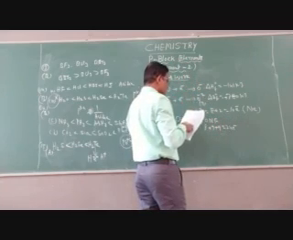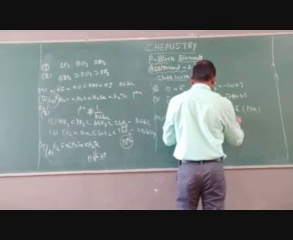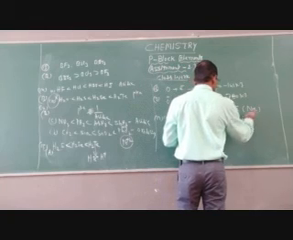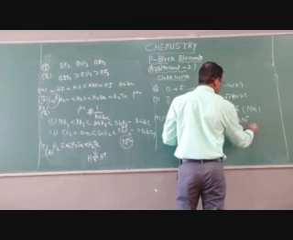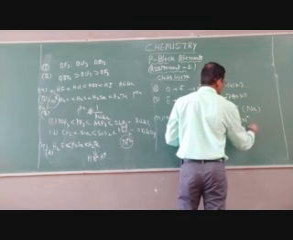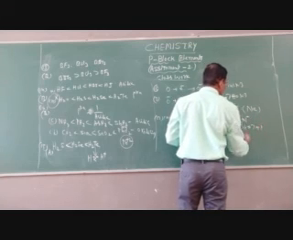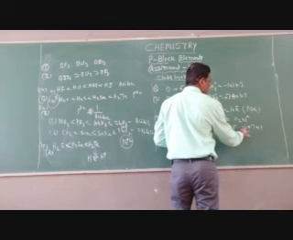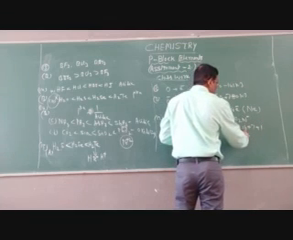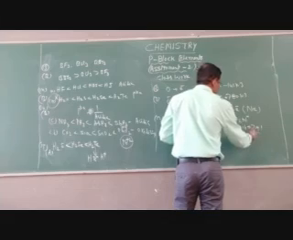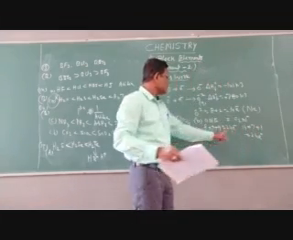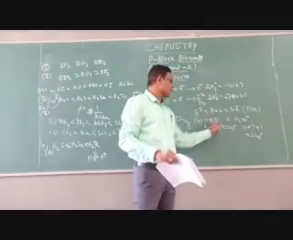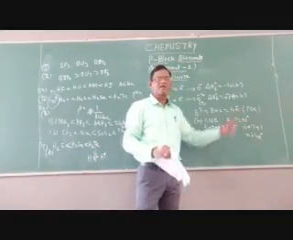Here, isoelectronic with which one? O2N minus. O2N minus means here 2 into 8, 16 electrons plus nitrogen 7 electrons. Here minus 1 means plus 1 electron. Total 16 plus 7, 23. 23 plus 1, 24 electrons. Means both have what? The same number of electrons, children. That's why ONF and O2N minus are isoelectronic.